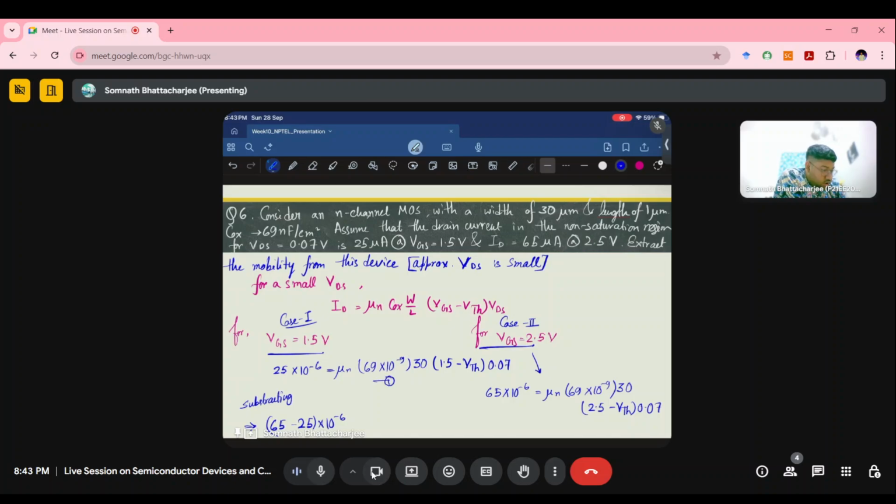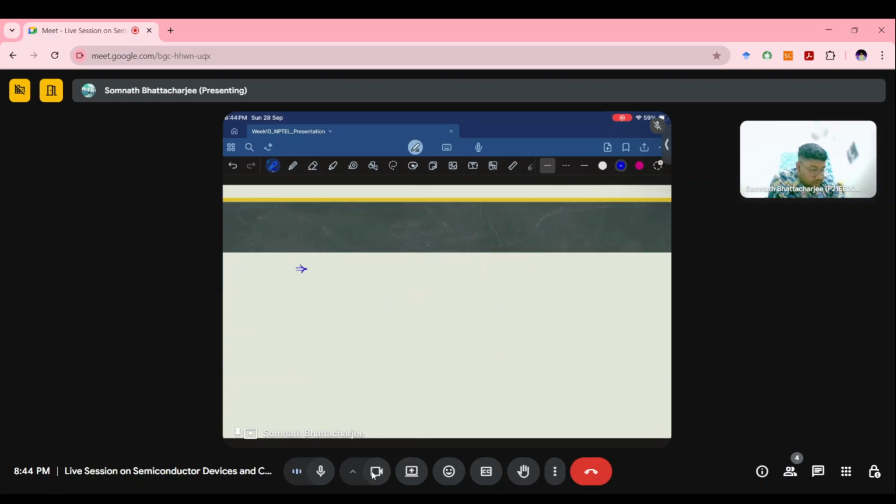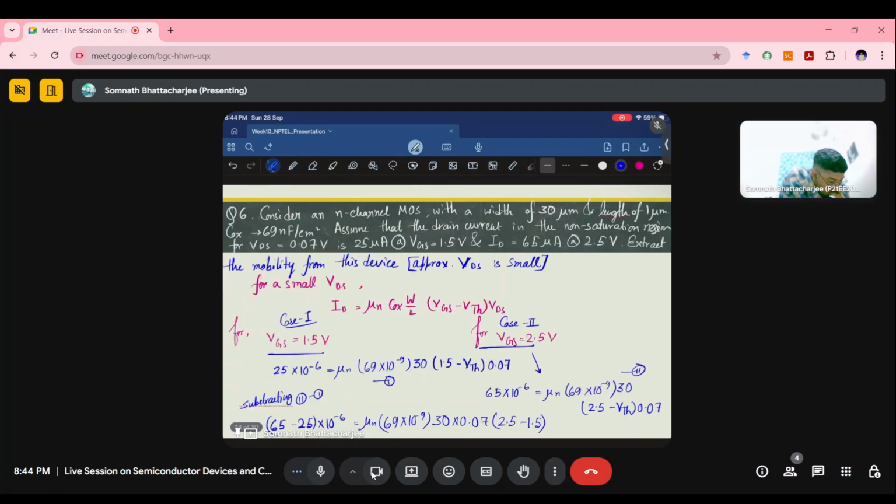Let's say it's 1 and it's 2. So subtracting 2 from 1, we'll get mu n times 69 into 10 to the minus 9 multiplied by 30 into 0.07, and it will eliminate this, so it will be 2.5 minus 1.5. So the values will be, let me first write it down.